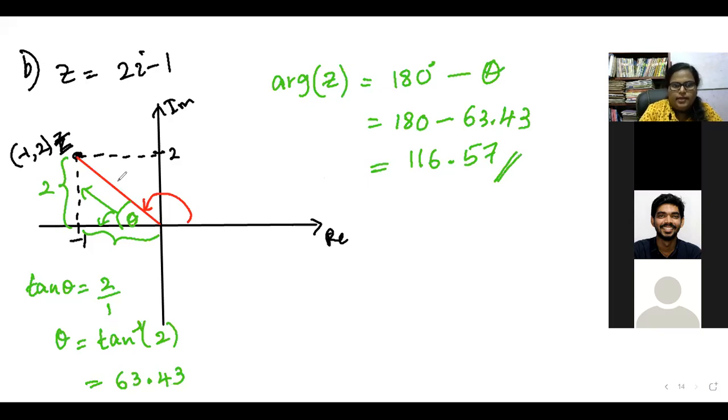0.57. So sometimes you can get this angle also. Will you take this one as beta, or alpha? Anything you can use, any notation for angles. So when you take this angle as beta, how do you find arg z? Arg z equals 90 degrees plus beta, right?